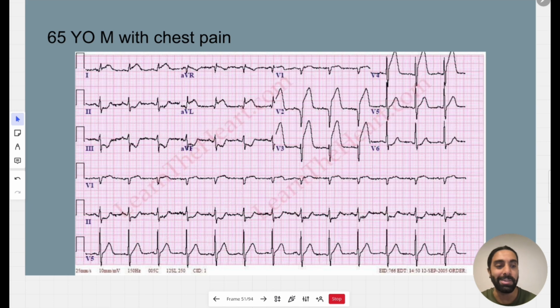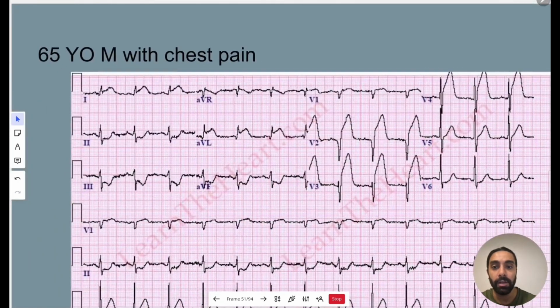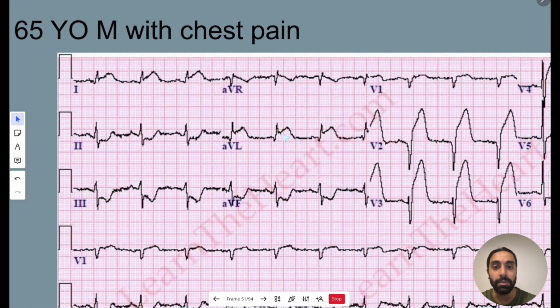All right, let's do this one. 65-year-old male who comes in with chest pain. Go ahead and pause your video. You have a fairly regular narrow complex rhythm that's being formed. You have a P wave before every QRS. The biggest hallmark finding that you see here is these huge T waves, or you can even argue that there are ST elevations in V2, 3, 4, maybe even a little bit in 5, as well as AVL. There's definitely ST elevation in 1. And then you see these reciprocal changes with ST depression in the inferior leads.